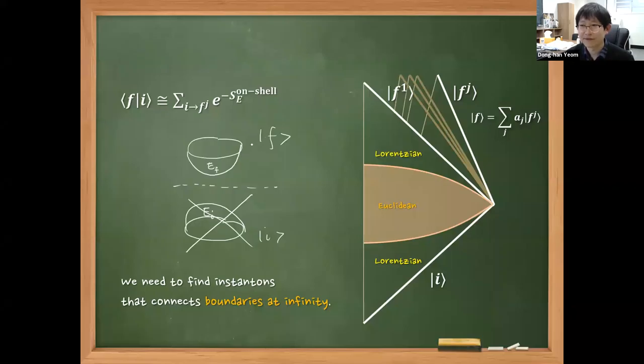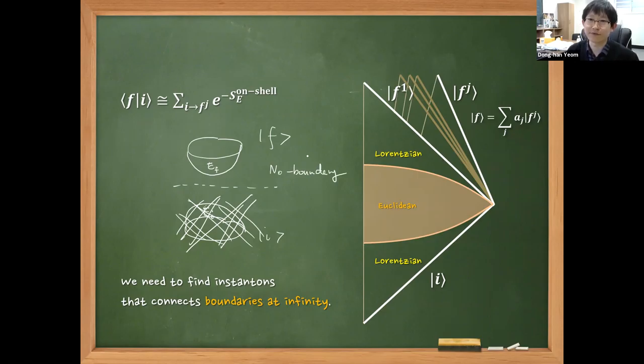So one may interpret that the universe is created from nothing. So there is nothing initially. So from nothing, the universe is created from quantum fluctuations. This is called the no boundary proposal, because there is no initial boundary.